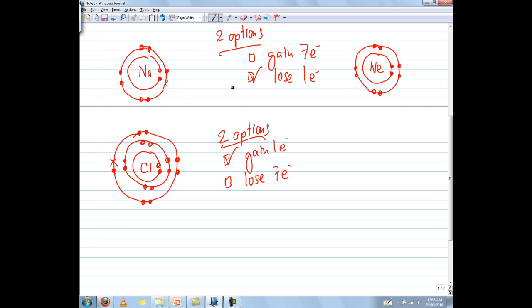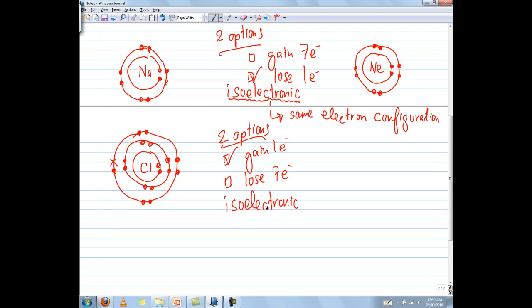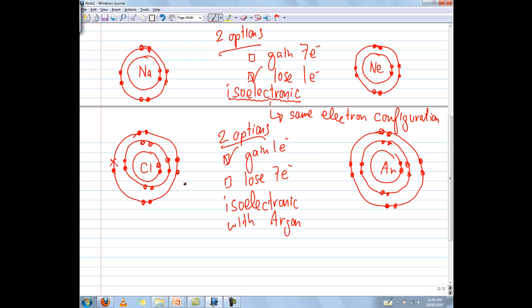This is called isoelectronic. So sodium is said to be isoelectronic with neon now, because they have the same electron configuration. And electron configuration basically means the way the electrons are set up, or the pattern, the shape that they have right there. And of course, if you take a look at chlorine, it is going to be isoelectronic with argon, because they have the same electron configuration as each other.